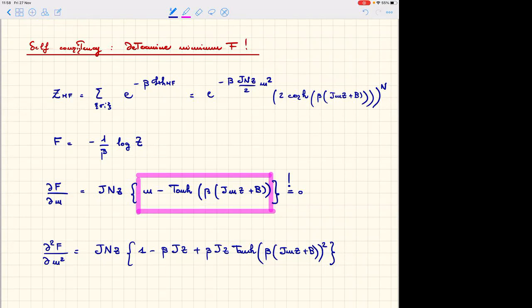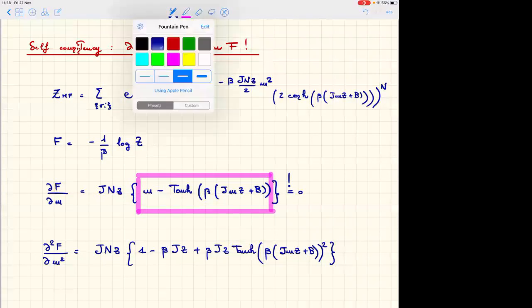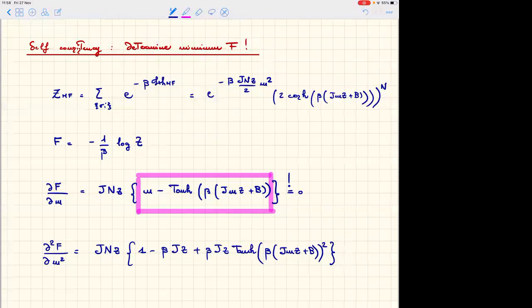Okay. All right, so I computed the second derivative, and now I have to find solutions to the first equation. Once I find a solution, I have to check that the second derivative is positive. Why? Because if the second derivative is positive, this is a minimum, not a maximum. If instead the second derivative is negative, this is a maximum, and therefore is not an equilibrium state.